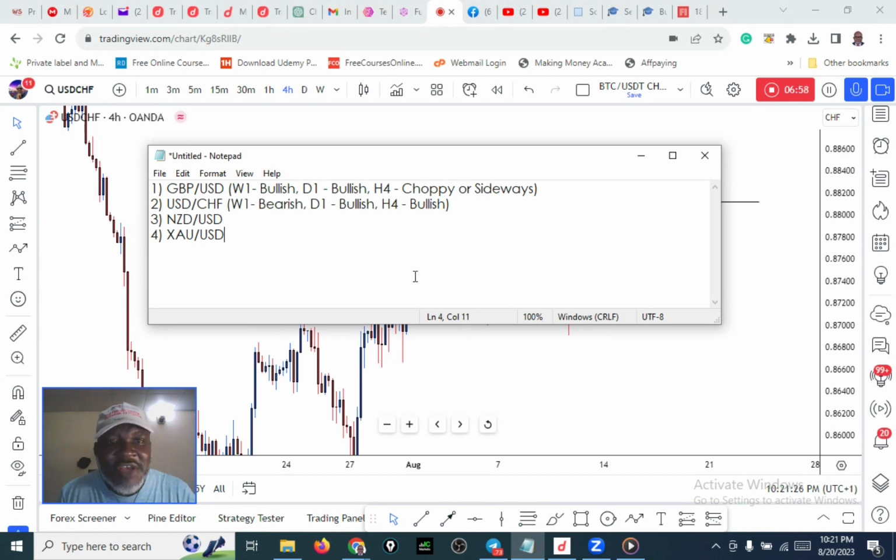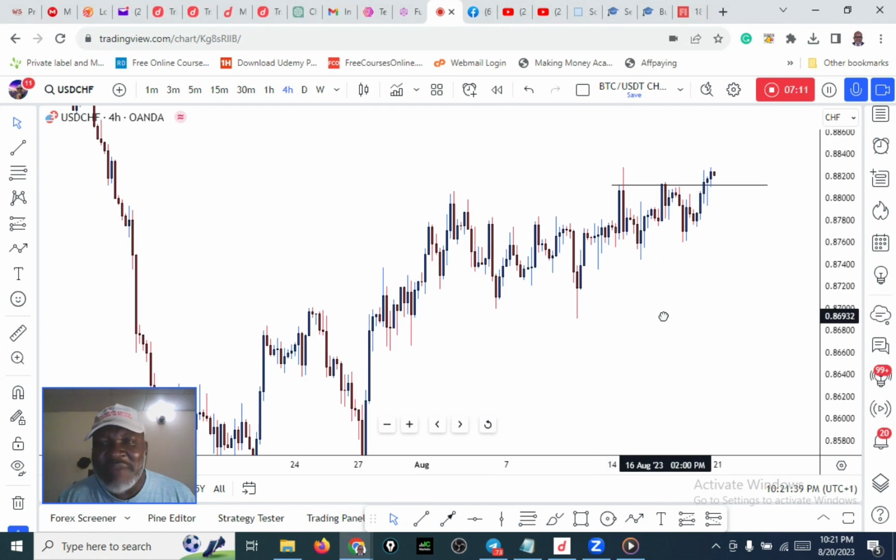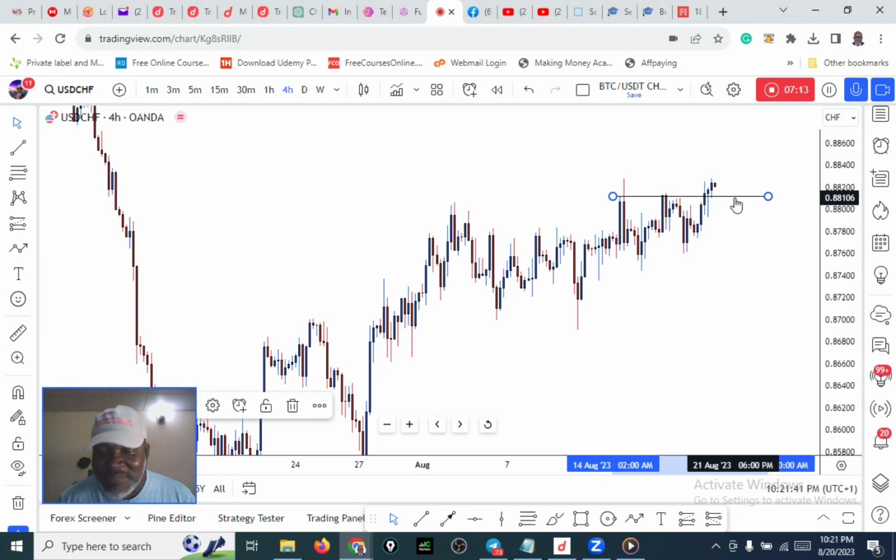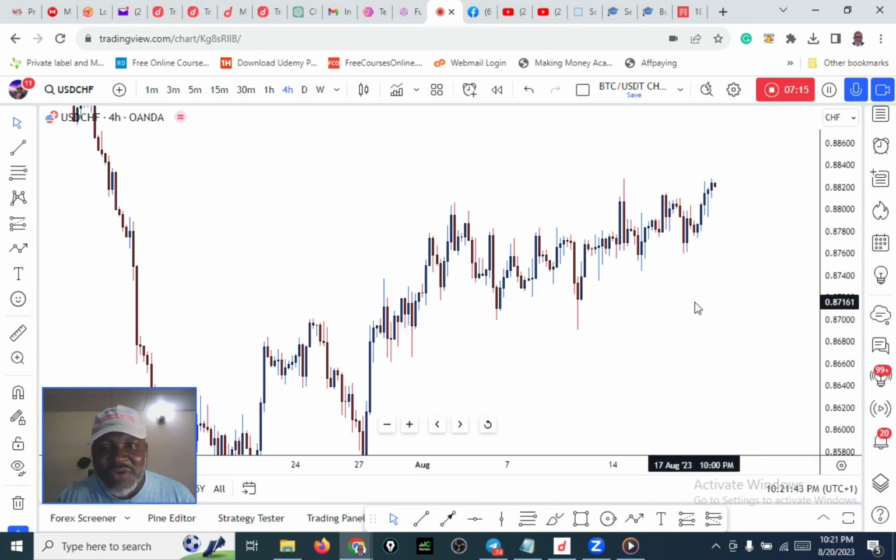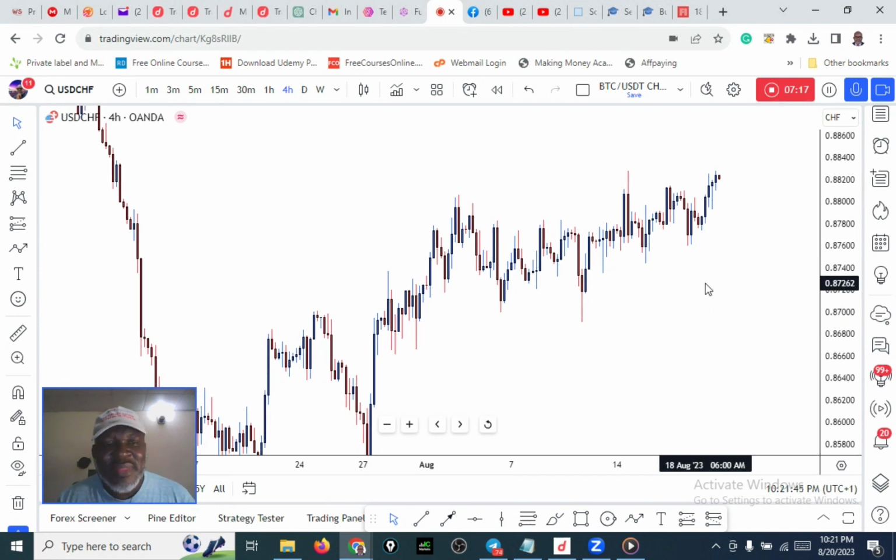All right, so if you look at the overall market structure, our weekly time frame is bearish. The daily time frame is bullish. The 4-hour time frame is bullish. So guys, for me, we're going to look for a buy opportunity in this market. So now let's go and pick our levels.